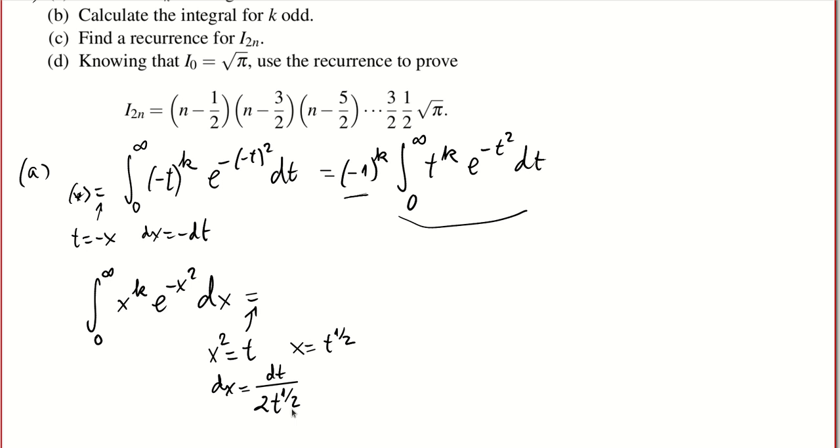Okay, now limits. When x is 0, t is 0. When x is infinity, t is infinity. Then we have x to the k, and that is t to the k divided by 2. Then we have this, another power, minus 1/2, because this is in the denominator. We have a 1/2 here. And then we also have e to the minus t dt.